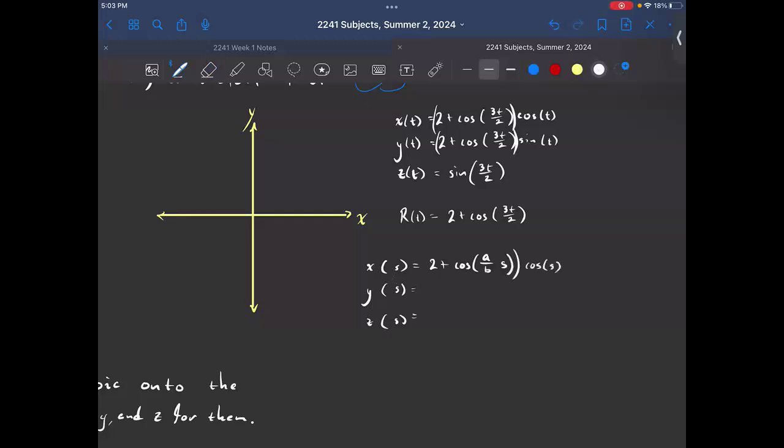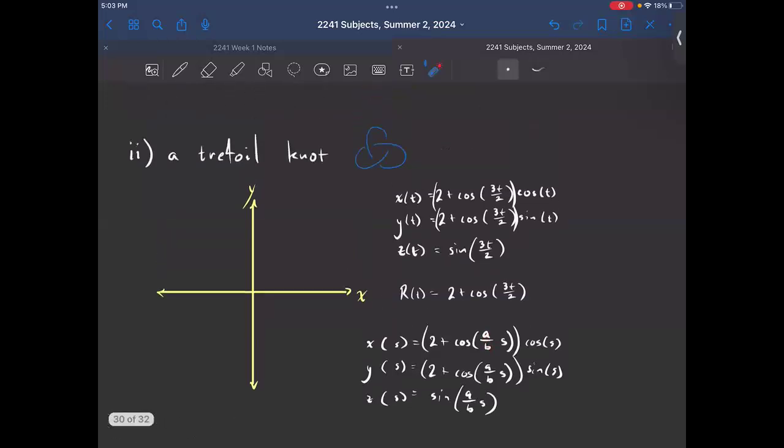Cosine of S here, and then same down here, cosine of A over B S, sine of S, and then sine of A over B S. So you can change the values of A and B to get various spirals. The trefoil itself is a toroidal spiral, just with a fractional frequency on the inside. You can experiment and do things like 4 over 3 or 5 over 2, and see what happens there.